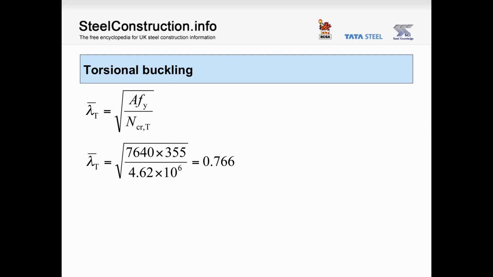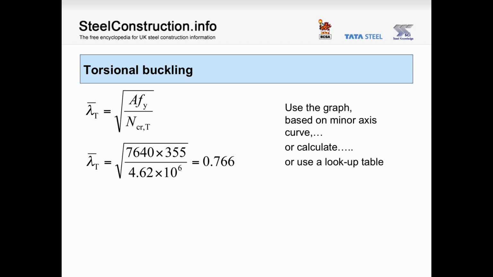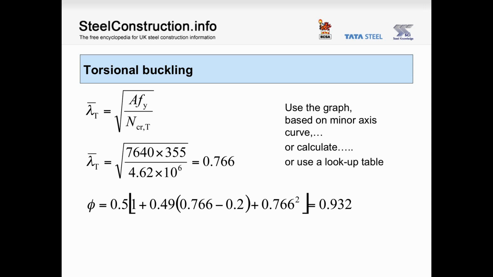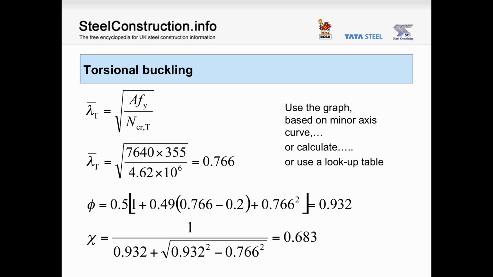At this point we have a number of options, because the Eurocode says when we're considering torsional buckling we use the curve for minor axis flexural buckling. Therefore we could use the figure given in the Eurocode, or we could calculate, or we could use a lookup table. First of all, I'm going to calculate, so we determine the value of phi, and then we can calculate chi as 0.683.